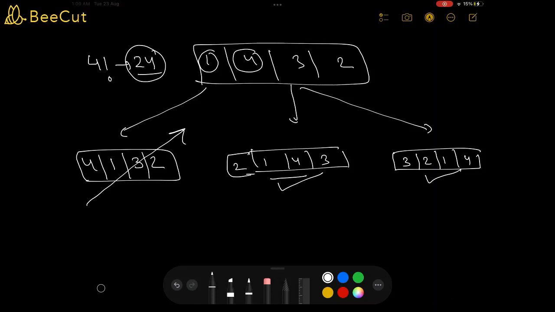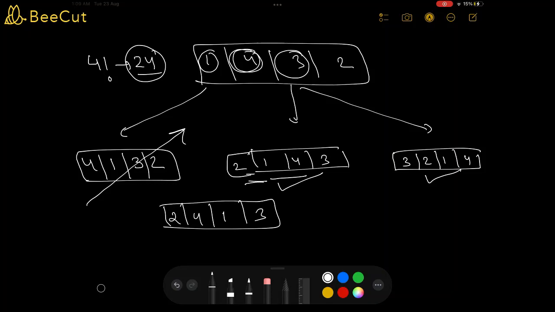Let's try to compare now these two elements, 4 and 3. 4 coming before 3 is also absurd because 4 cannot come before 3 in the sorted array. So I'll cancel out all the permutations in which 4 is coming before 3. Let's say that we have another permutation 2, 4, 1, 3. Now in this permutation 4 is coming before 3, right? So this permutation is also not sorted. Let's cancel this out. Here 4 is coming before 3, that's perfectly fine, and here also 4 is coming before 3, so that is also cancelled.